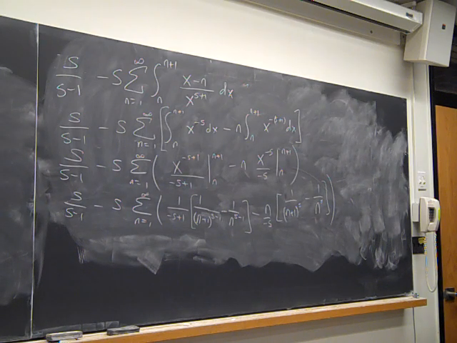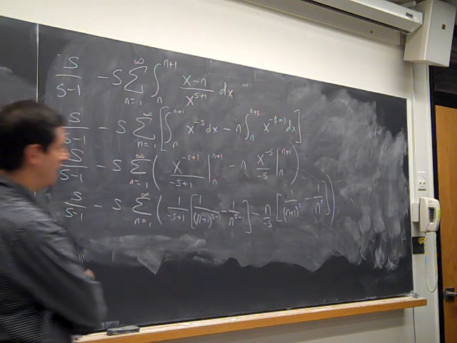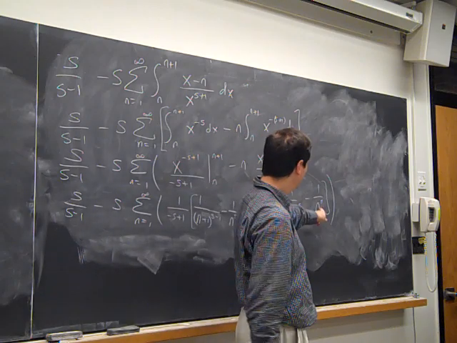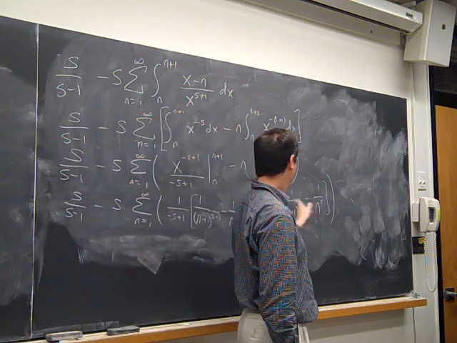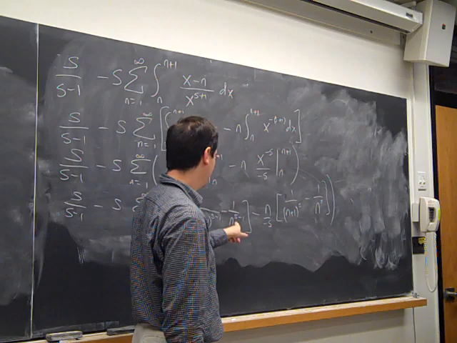Can you see 1 over n to the s coming into play? Sure. And this n over here, if I bring the n down below, n to the s minus 1, that's going to be the same as this over here.